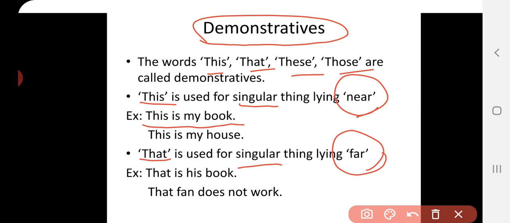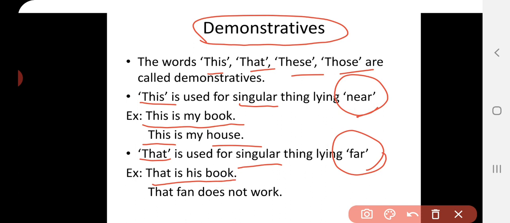This is my book. So it means there is a book nearby you and you're referring to this particular book which is very near to you as my book. This is my house. You are standing near your house and you're telling somebody this is my house. Okay, if you are standing very far from your house, then you will say that is my house. If you're very near the thing, then you will use this if the thing is singular. And if you are far from that thing and that is a singular thing, then you will use that. That is his book.